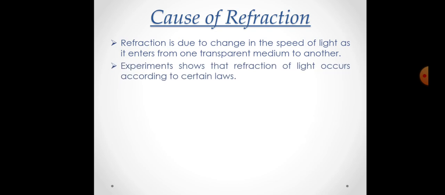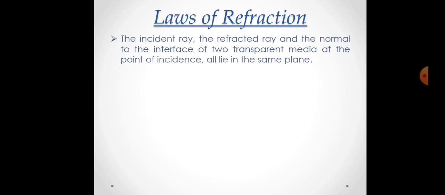Experiments show that refraction of light occurs according to certain laws. It means that refraction also follows certain laws. What are those laws of refraction? We will study now. There are basically two laws of refraction. The first one is: the incident ray, the refracted ray, and the normal to the interface of two transparent media at the point of incidence all lie in the same plane. It means that the incident ray, the refracted ray, and the normal all lie in the same plane.